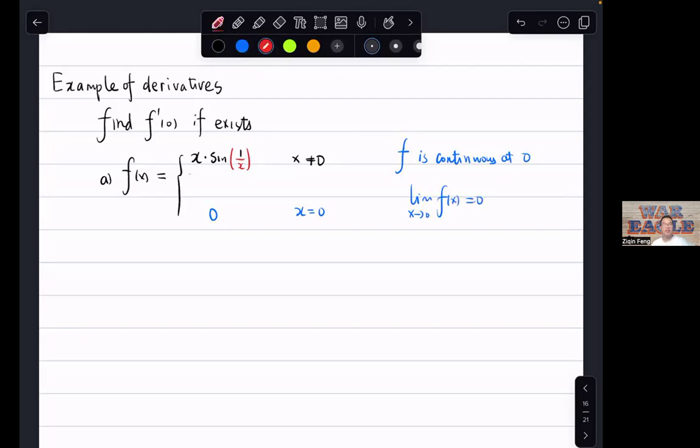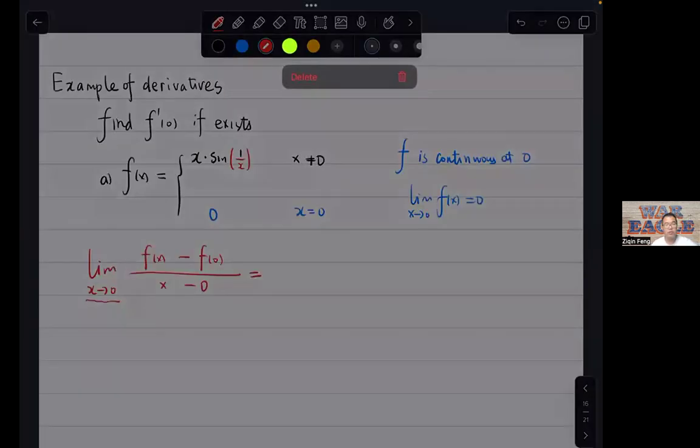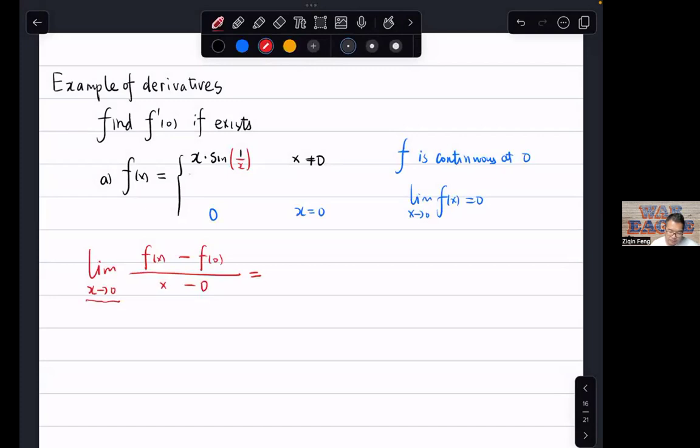If the derivative exists, the derivative is a limit. So let's try to evaluate that limit. The limit will be, as x goes to 0, f of x minus f of 0 over x minus 0. That's the limit we want to evaluate if we are looking for the derivative. So now we plug in the function. This x is getting closer and closer to 0, which means x is never equal to 0.